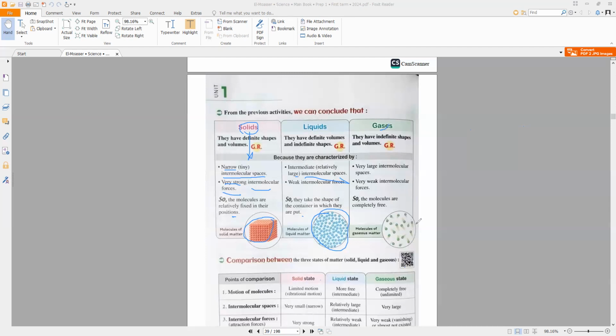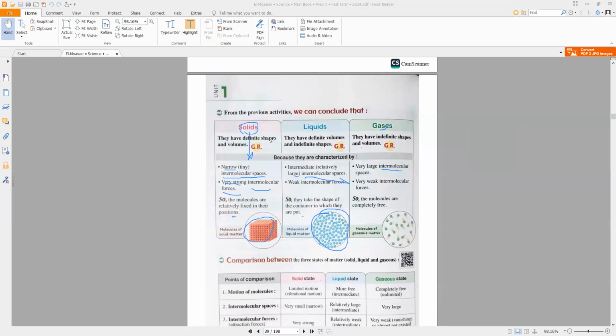Number three, the gases. The gases have indefinite volume and indefinite shape. Why? Because the intermolecular spaces between the gas molecules are very large, and the intermolecular forces are very weak, so they are completely free. They take the shape and the volume of their container, so they have indefinite volume and indefinite shape. This is the reason.